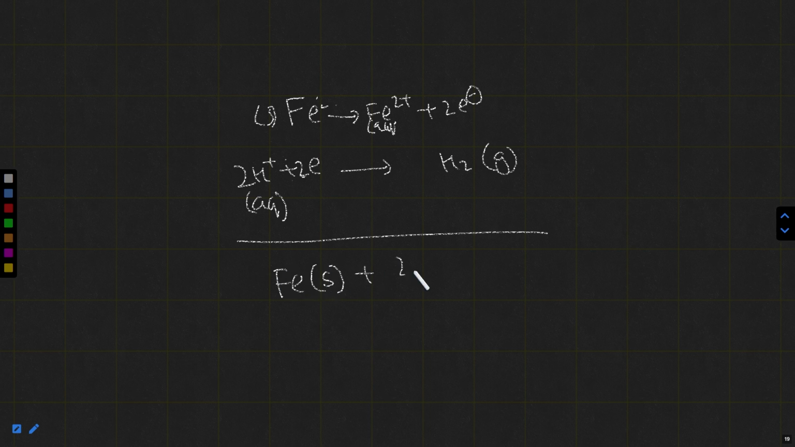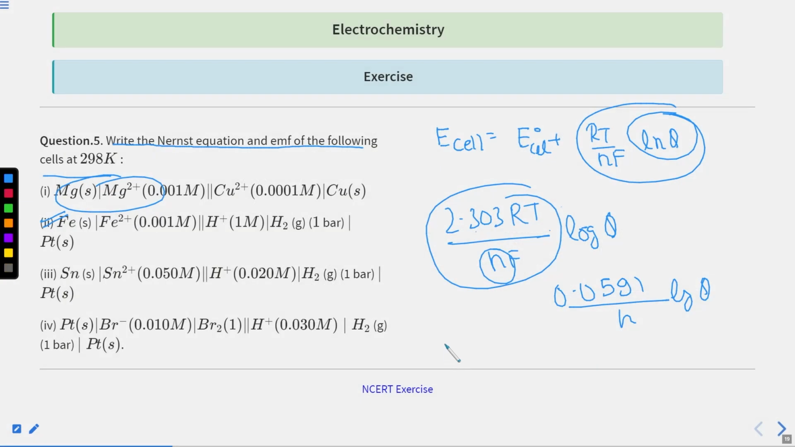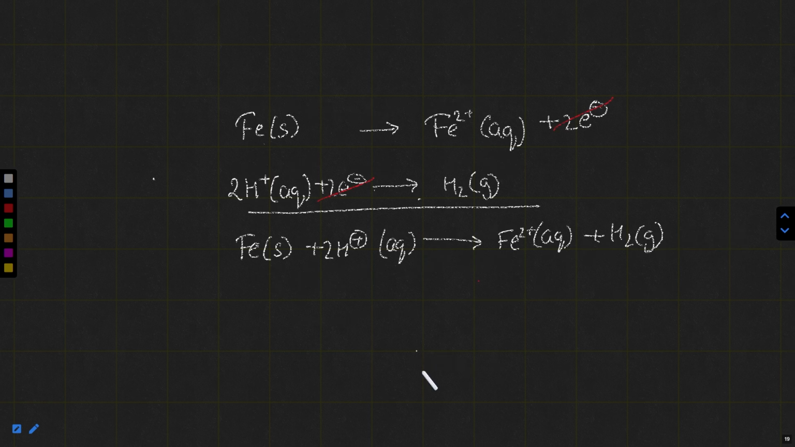Fe solid, 2H+ aqueous. Electrons will be cancelled out, you don't have to worry about it. Fe2+ aqueous and H2 gas. Now let us write the final Q. So we got this equation as the final equation. Now what will we do? What was the next step? I told you just now, write the Q.